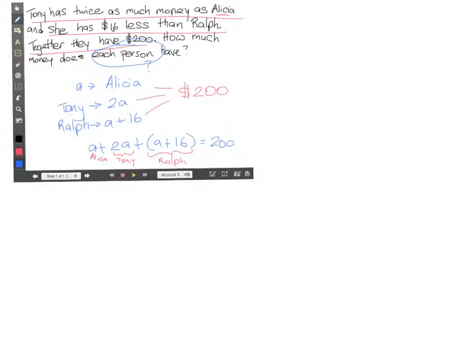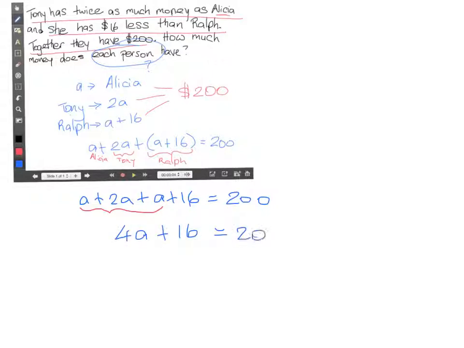All right, so now we are ready to solve our equation that we just set up. So I'll rewrite. It says A plus 2A plus A plus 16 is equal to 200. Now we can join our like terms. So we have here, how many A's altogether? Well, we have 1, 2, 3, 4, 5. No, just 4. 4A plus 16 is equal to 200.